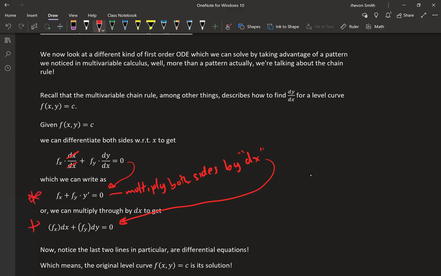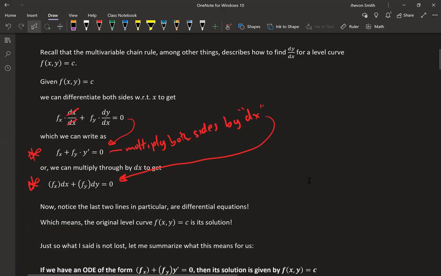So these are the guys I want you to focus on. Here's what I want you to notice. Those two guys are differential equations. This is an equation with a derivative in it. So it involves a function and its derivatives, right? So these guys are differential equations, right?